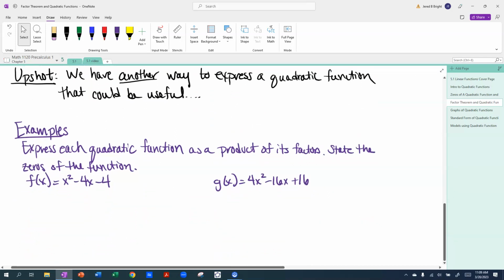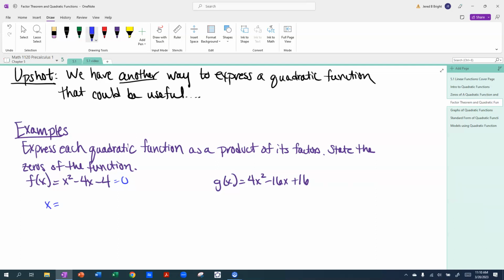So here we go. We have a quadratic function, and we want to express it as a product of its factors, and then we want to state the zeros. First thing is, can I factor this? That one, the first one, f, I don't think I can, but how could I find its zeros? Well, I know how to find its zeros. I would have to set it equal to 0 and then find the values of x. Since it doesn't factor, you could try it. It's not going to work.